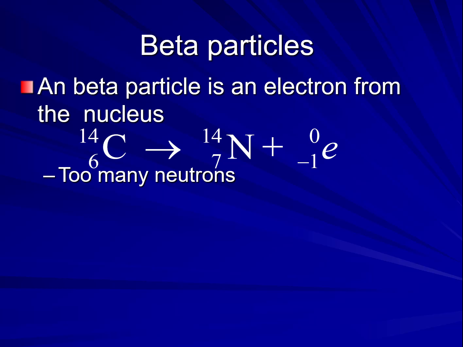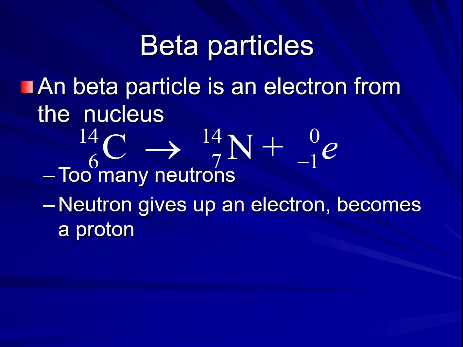So a neutron gives up an electron and becomes a proton. Okay, so told you we weren't going into this, just going to mention that they're there, that protons and neutrons are made up of smaller pieces called quarks. The quarks that make up a neutron can be separated into a proton and an electron.